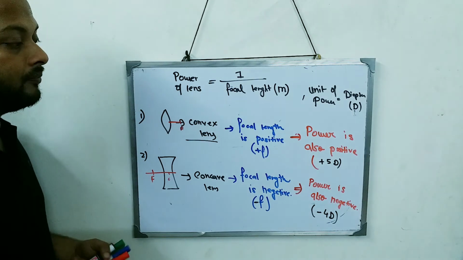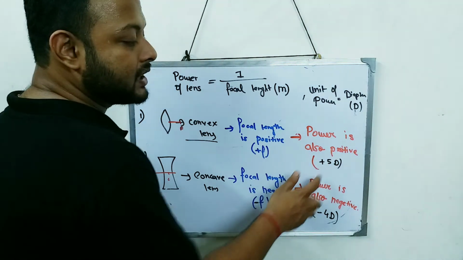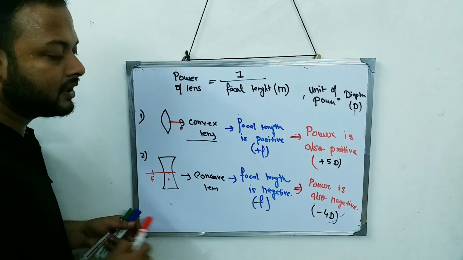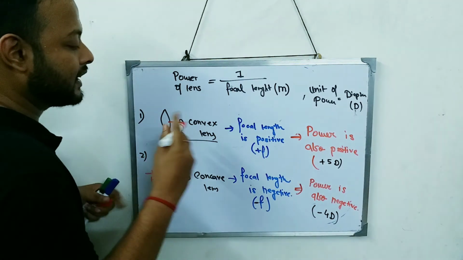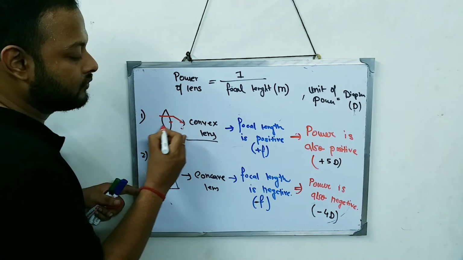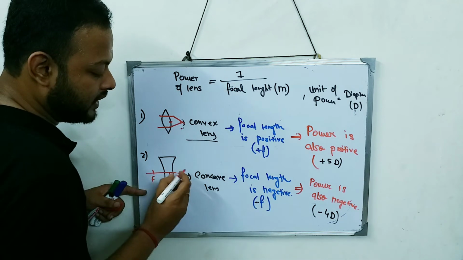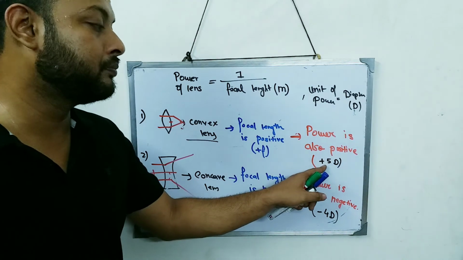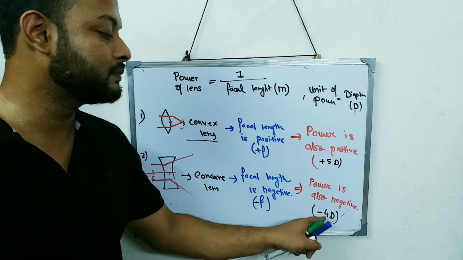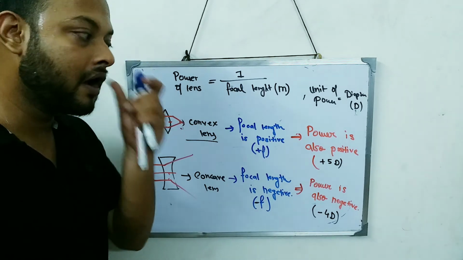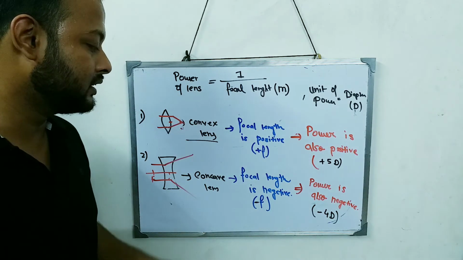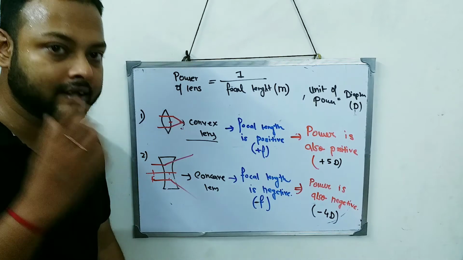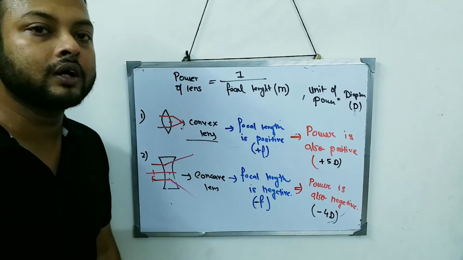So if I see a plus 5, that means it's a convex lens. And if it's a minus, it's a concave lens. If it's plus, the rays converge, and if it's negative, the rays diverge. That way also you can remember. Plus power means converging rays, minus power means diverging rays. Converging means convex lens, diverging means concave lens. It is very easy to understand this general theory. Now let's do a few numericals to understand these concepts.